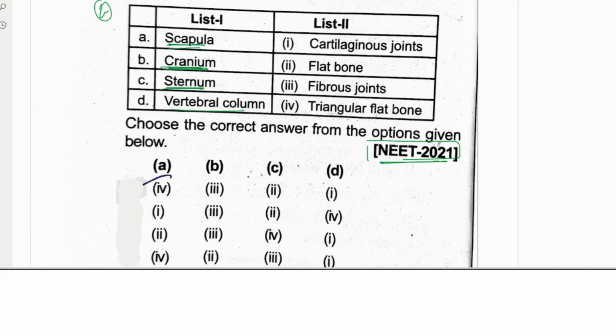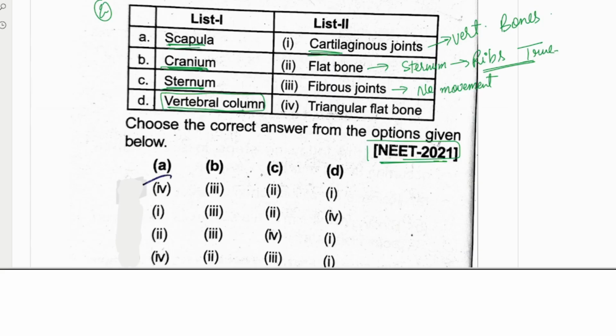So here the cranium has fibrous joints, that is, no movement. And flat bone is what? It is the sternum, from which ribs are attached. Which ribs? Actually the true ribs are attached with it. And cartilaginous joints, we know very well, are present in the vertebral column, in the vertebral bones.